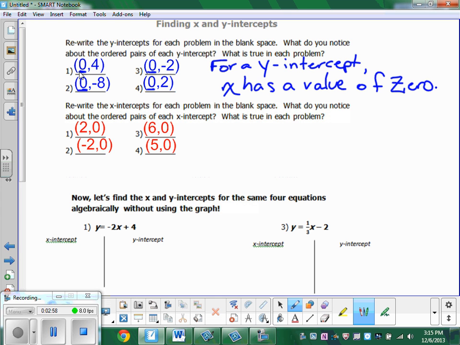Let's take a moment and look at our x-intercepts as well. Pause the video and see if you can find a commonality among the ordered pairs and develop a hypothesis. You should have noticed that for all 4 of our ordered pairs, the y value is going to be 0. Therefore, if we are dealing with an x-intercept, we will have a y value of 0.